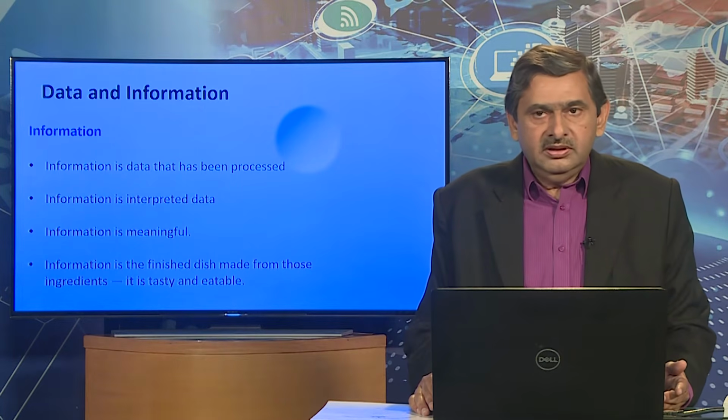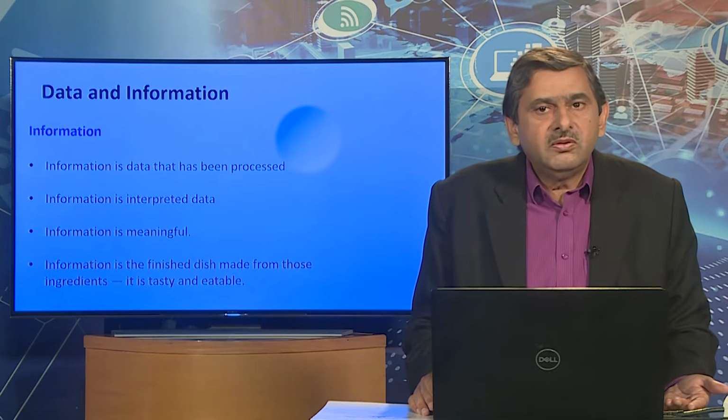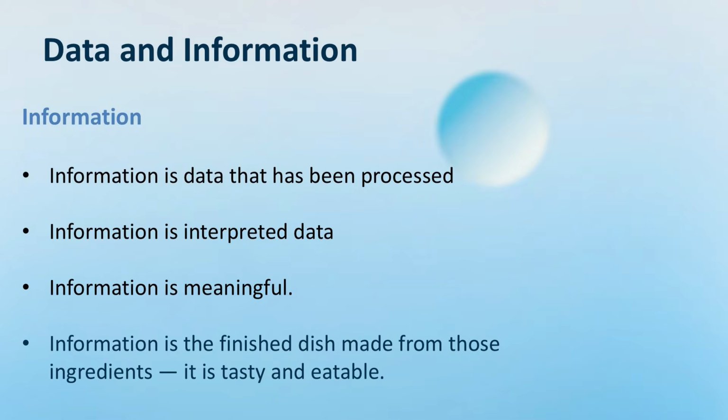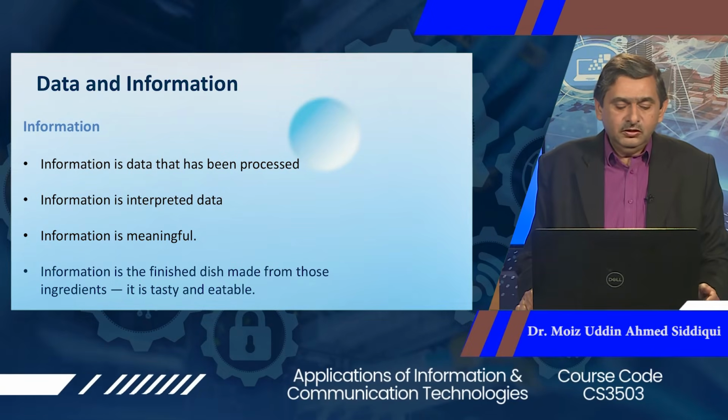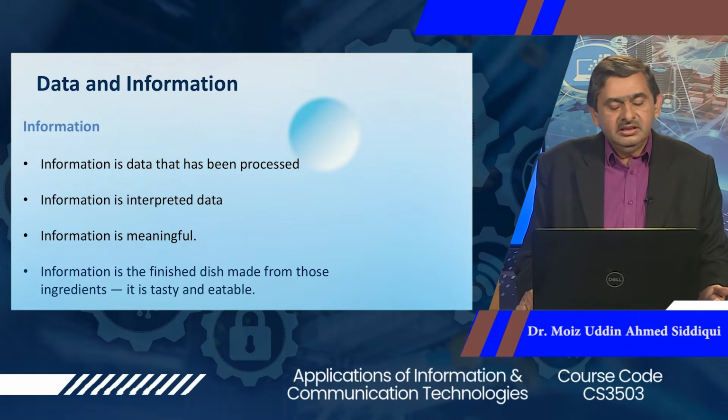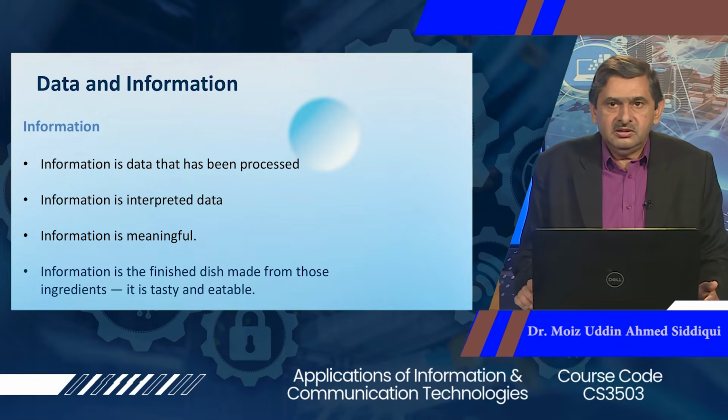So, let's have some discussion about what is information. Information is the data that has been processed. Information is interpreted data. Information is meaningful. So, we can say that information is the finished dish made from those ingredients. It is tasty and eatable.